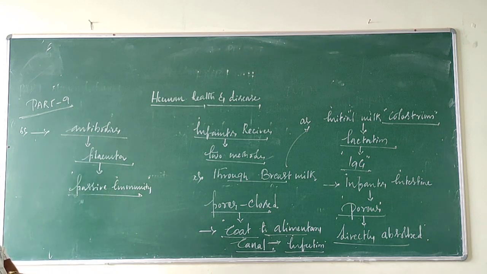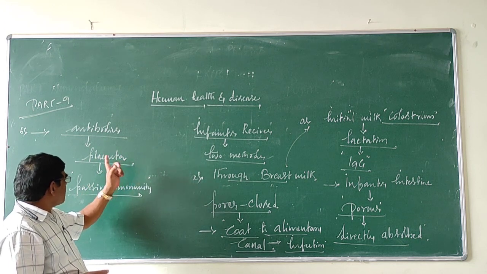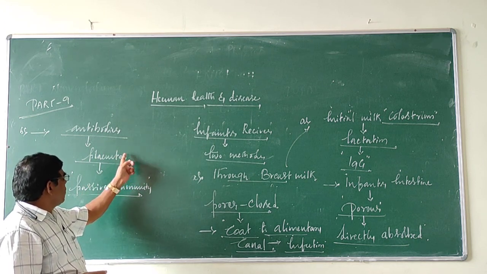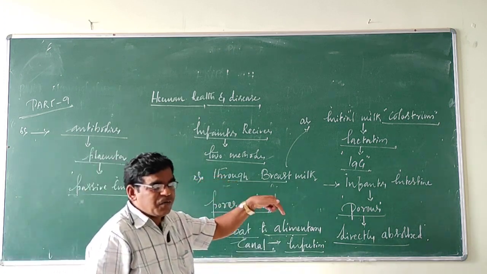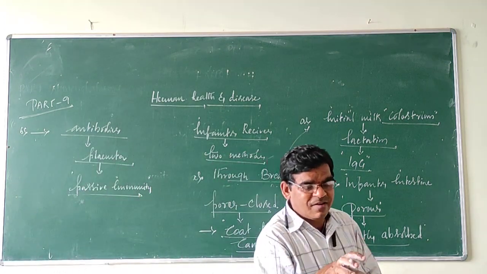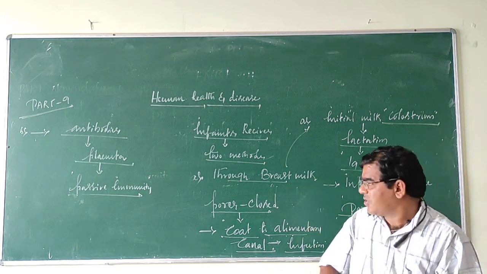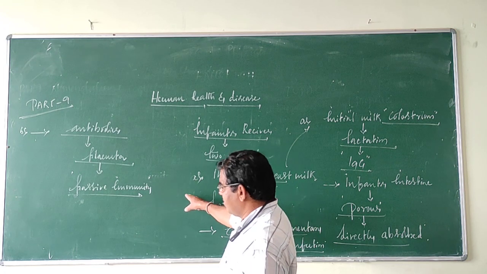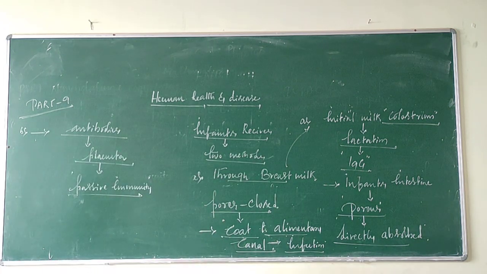Then, second one, the infants also receive the immunity through placenta. So the antibodies pass into the fetus through the placenta. The antibodies enter the fetus and then provide the natural passive immunity. This is about natural passive immunity.